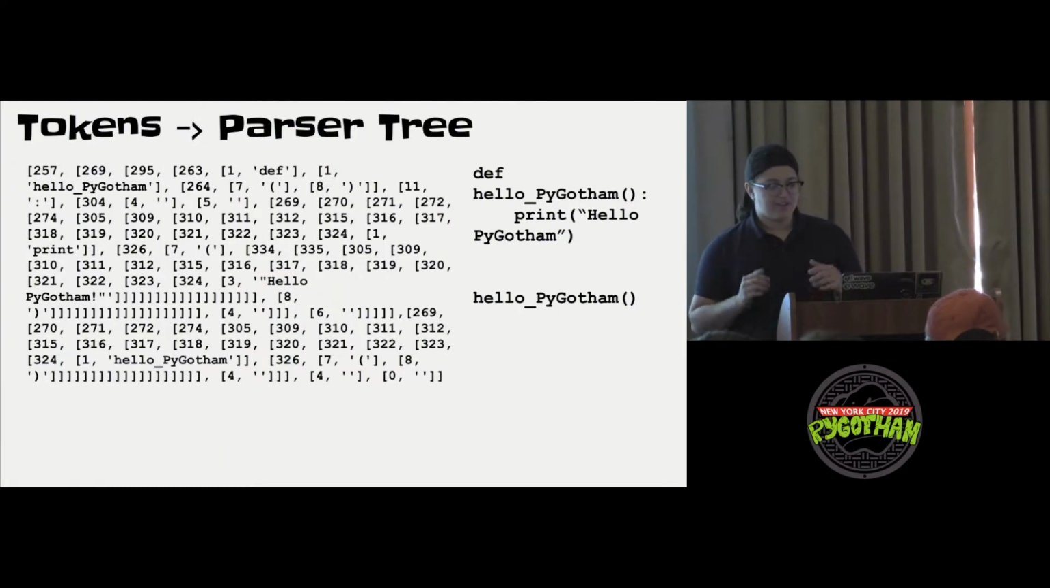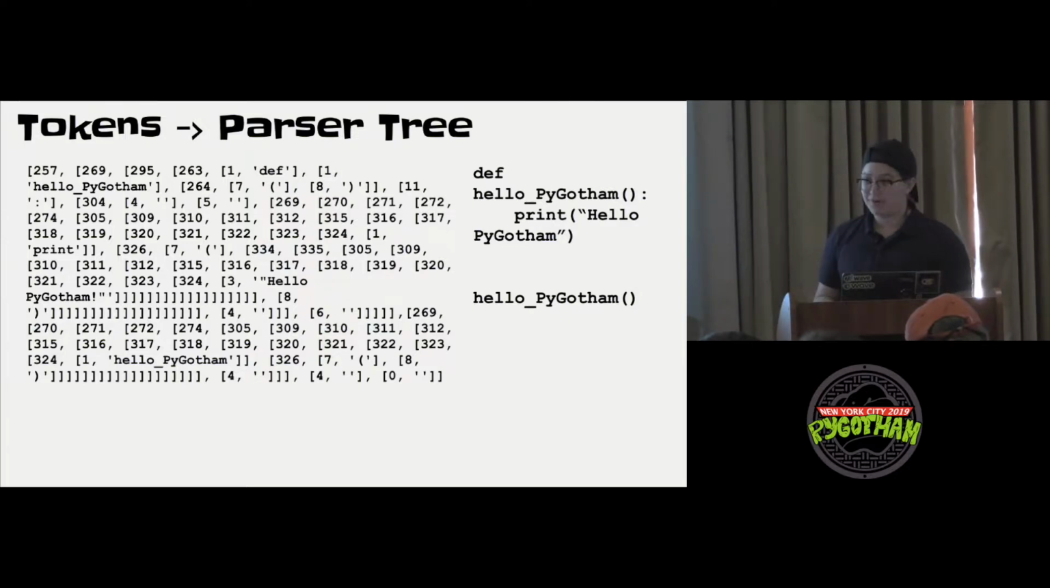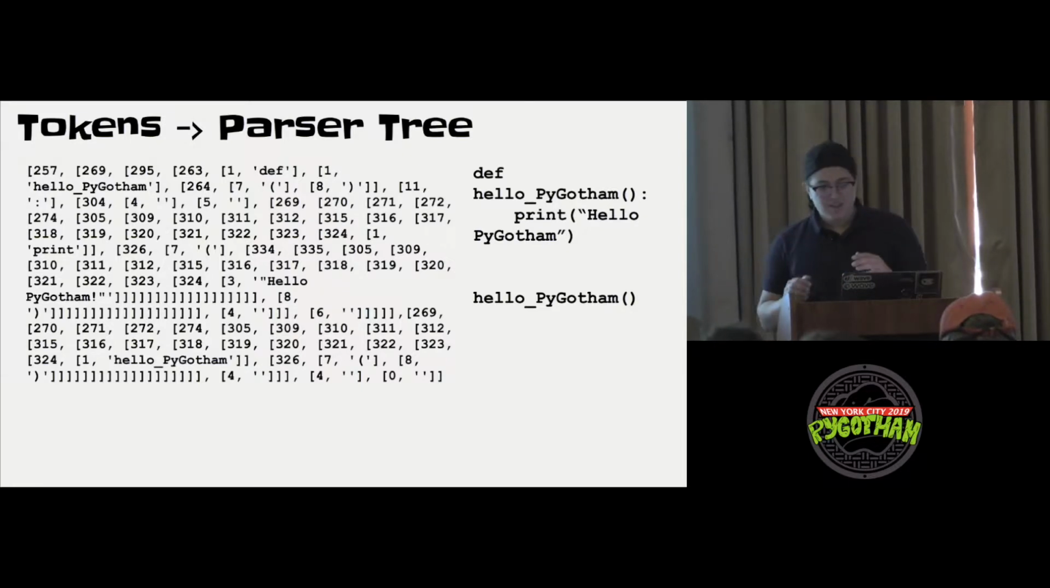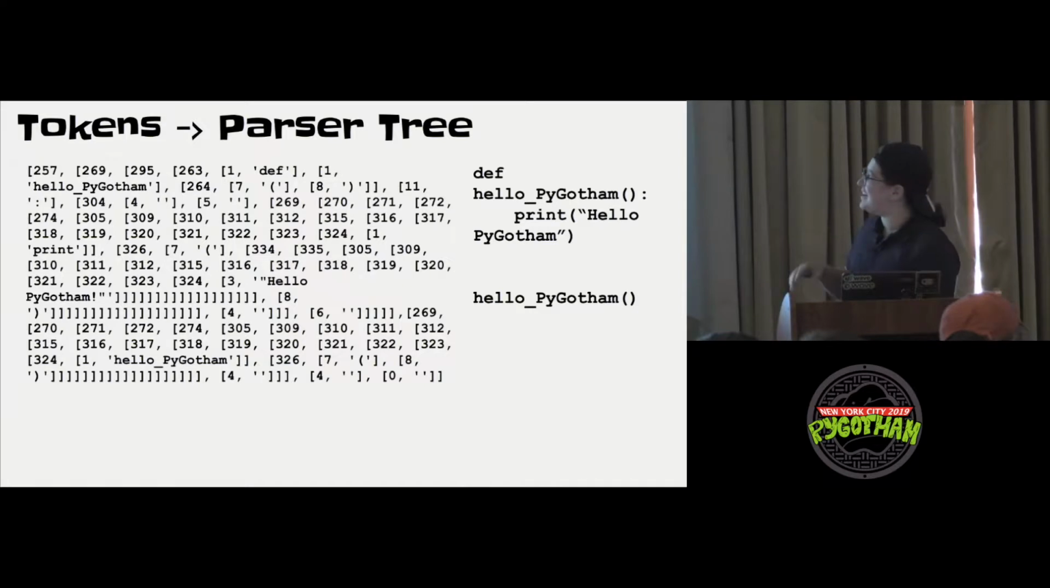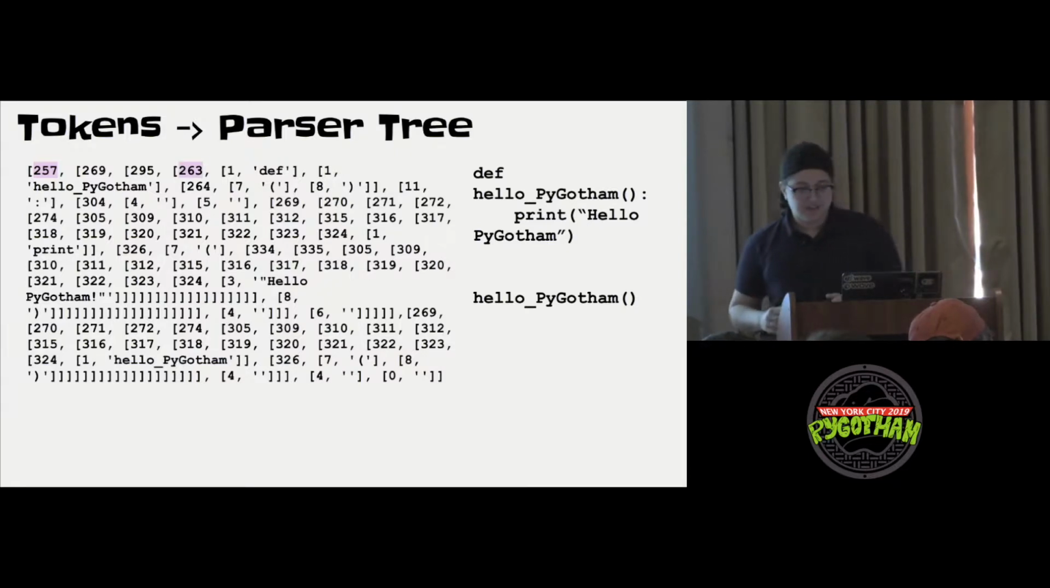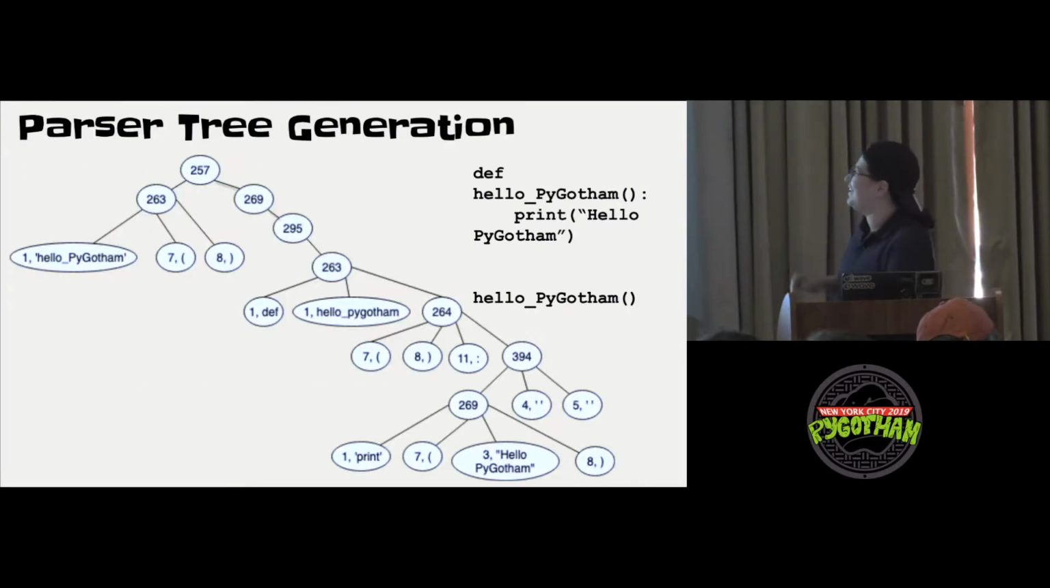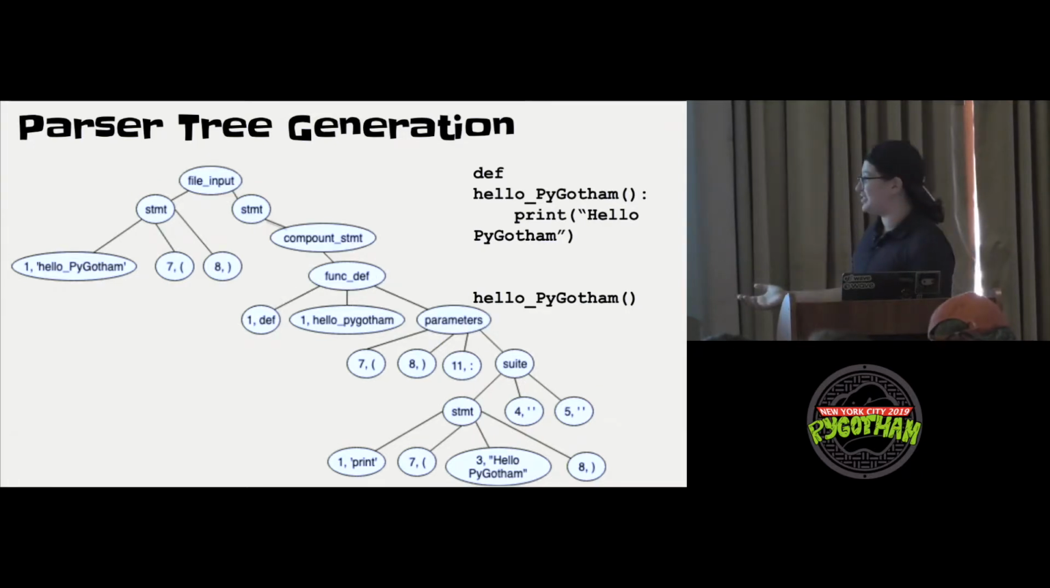And so taking all that, we get to generate the parser tree. The parser tree looks like this in a raw nested list format, and that doesn't really mean much to us right now, but the numbers get mapped to macros in C. So 257 would be file input, and 263 would be function definition. If we take this all and map it to a tree-looking graph, we will get this. And converting all the numbers to the things they map to, we get something that makes more sense to us. We have the file input, a statement, parameters. You can kind of tell what the program does looking at this.